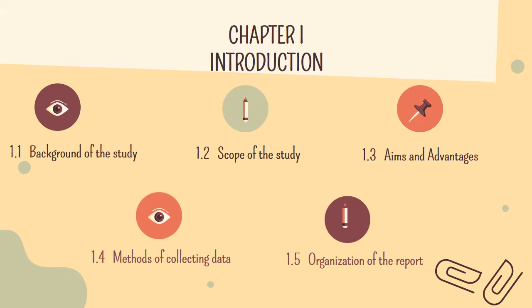And then, let's see for chapter 1, there is the introduction. This part consists of 1.1 background of the study, 1.2 Scope of the study, 1.3 Aims and advantages, 1.4 Methods of collecting data, and the last one, 1.5 Organization of the report.